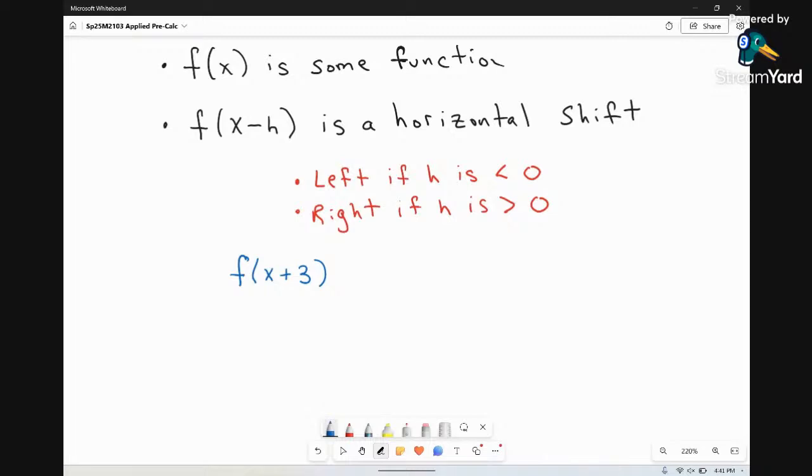So it's a little deceiving. If it's x minus a number, then it's left if that number is negative, it's right if that number is positive. Carefully look at that. Here's an easier question. Maybe I should have started with the easier one. What is f of x minus 7?